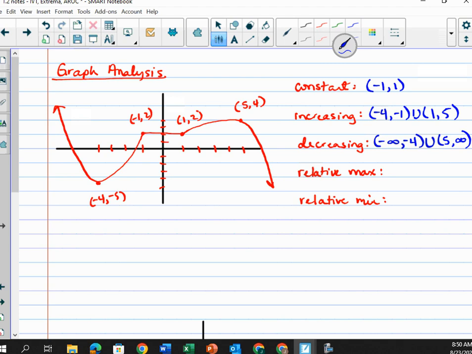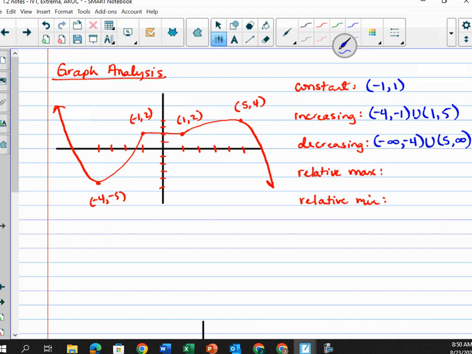Relative means within your graph, it's like the top of a hill or the bottom of a valley. Okay, so in that little section, it's the max or the min. Sometimes it's called a local max or min. That means the same thing as relative. Okay, so for maximum, anybody see like the top of a hill? Where would that be? Yeah, over there when x is 5, right?